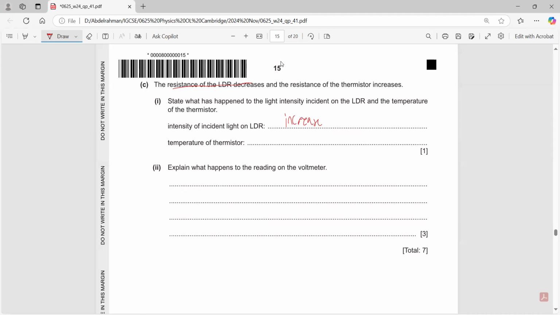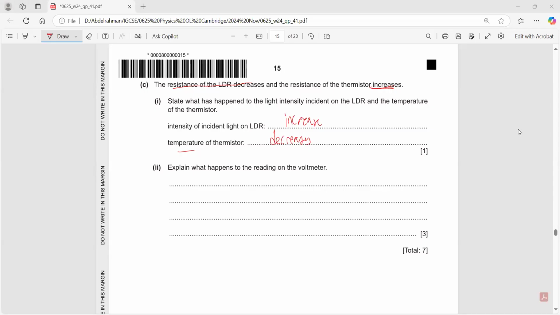The resistance of the thermistor increases. A thermistor depends on the temperature. Again, inversely proportional. So if the resistance increases, this means that the temperature decreases, right? Temperature decreases. Yes, excellent.